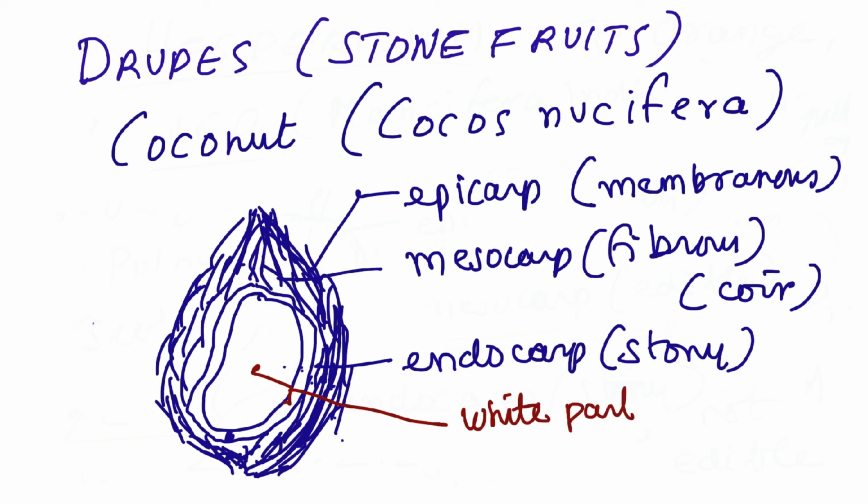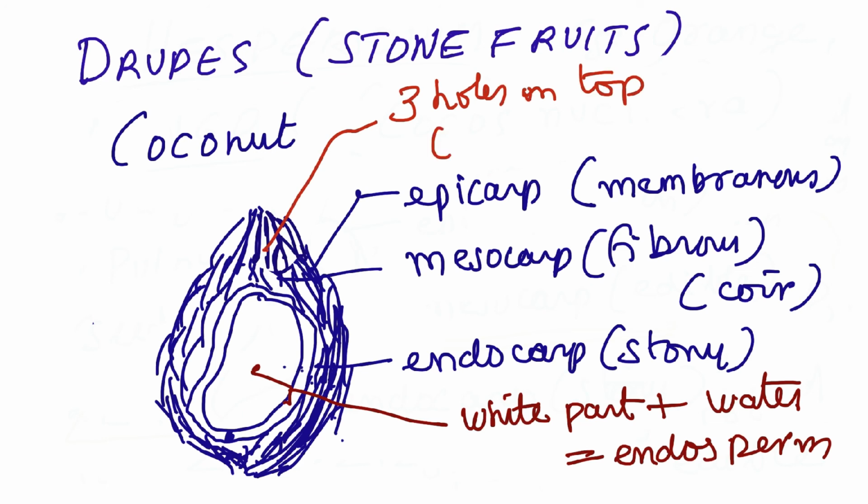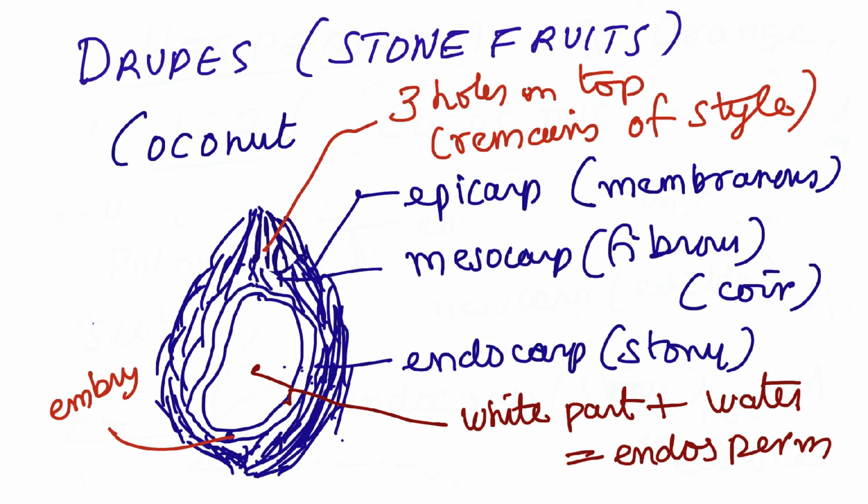Another usually asked question in the NEET examination is about the white part and the water inside the seed, which is the endosperm. So note that the watery part of the coconut is the liquid endosperm. This is very important. And you can usually see 3 holes on the top of the fruit, and that is the remains of the style, which is again a very important point. And there's a development at the bottom, which is the embryo.